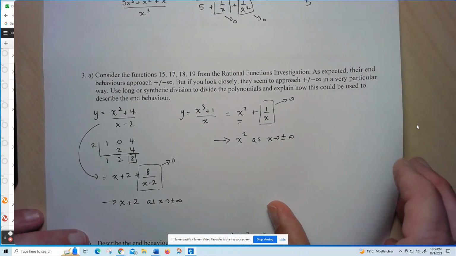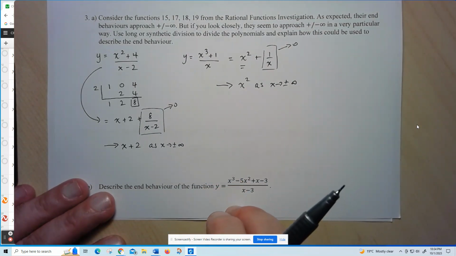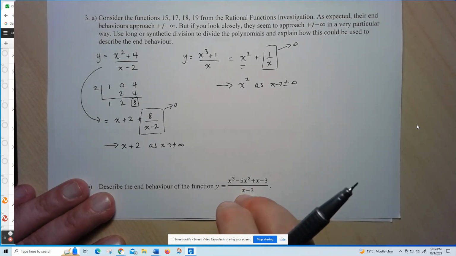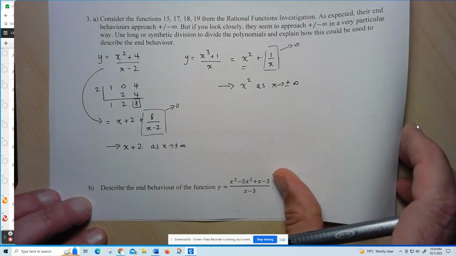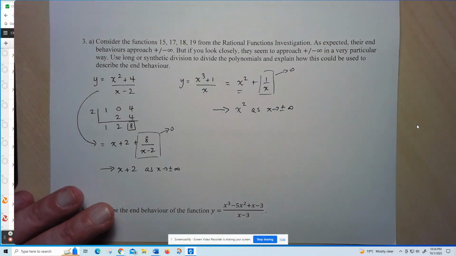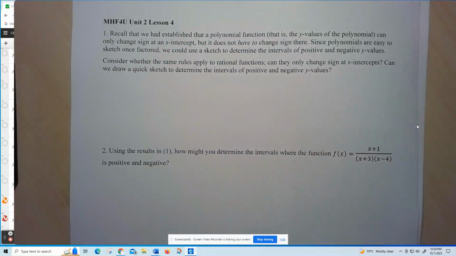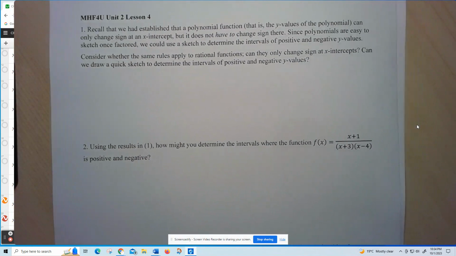Okay, so what I'd like you to do here is determine the end behavior of this function. You can even check to see if your answer matches what you see on Desmos. Okay, and then we're going to head off to lesson 4.